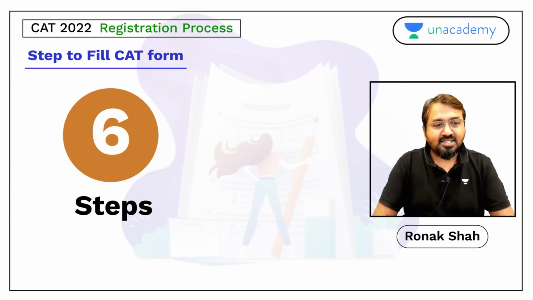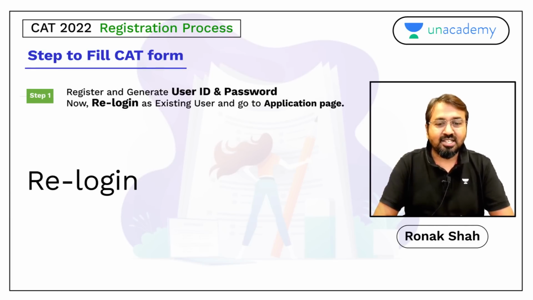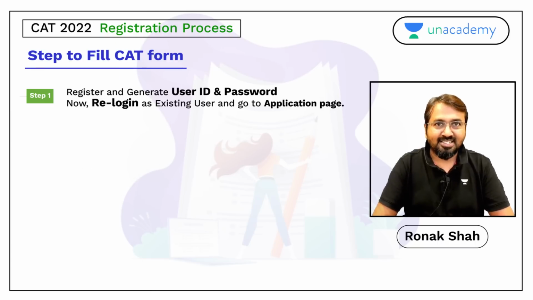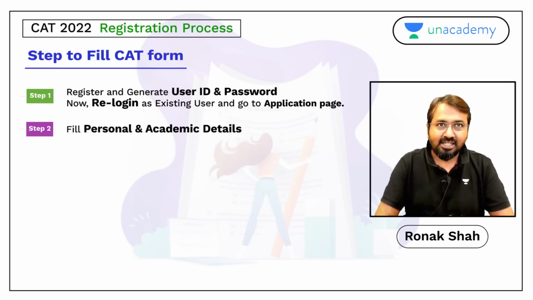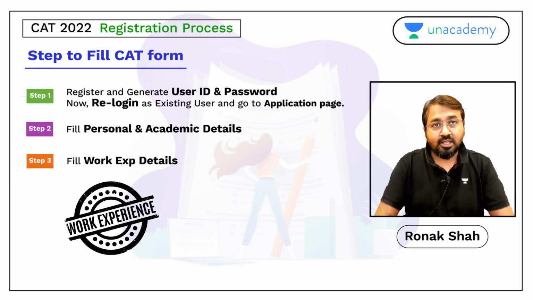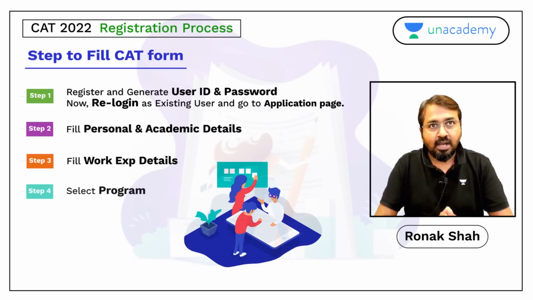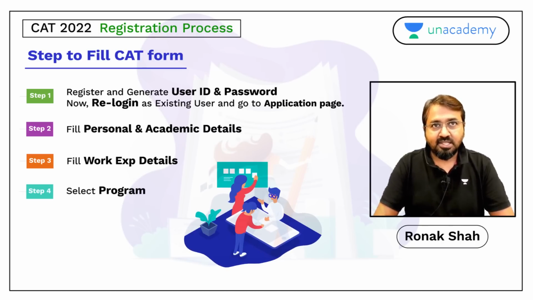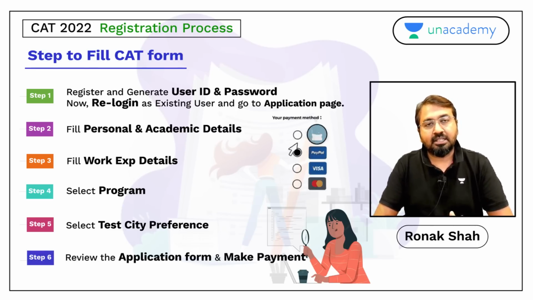There are 6 steps to the CAT form filling process. The first step is you will have to register and generate your username and password, and then you will have to re-log in as an existing user and go to the application page. Then the second stage is you will have to fill the personal details, then fill the academic details, and then provide the work experience if you have any. Then you will have to select the programs that you wish to apply to at various IIMs, and then you will have to select your test city preference, and that will be the 5th stage. In the 6th stage, you will review the application form and make the payment.